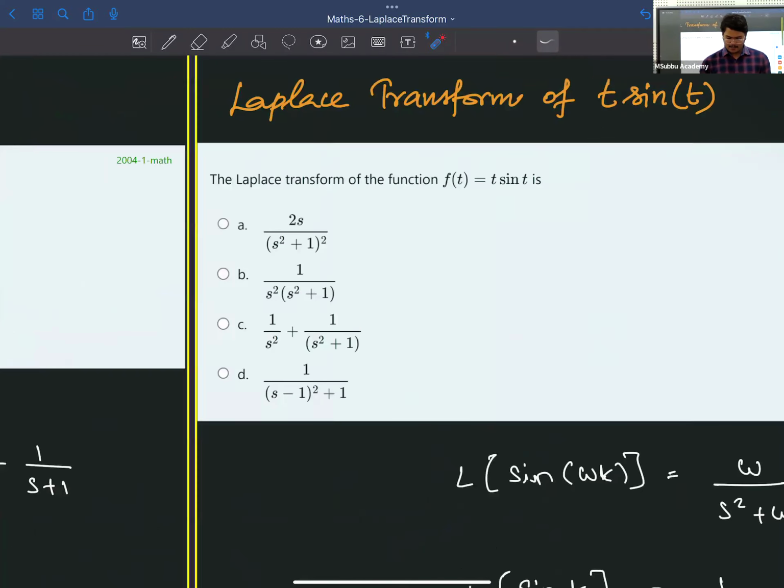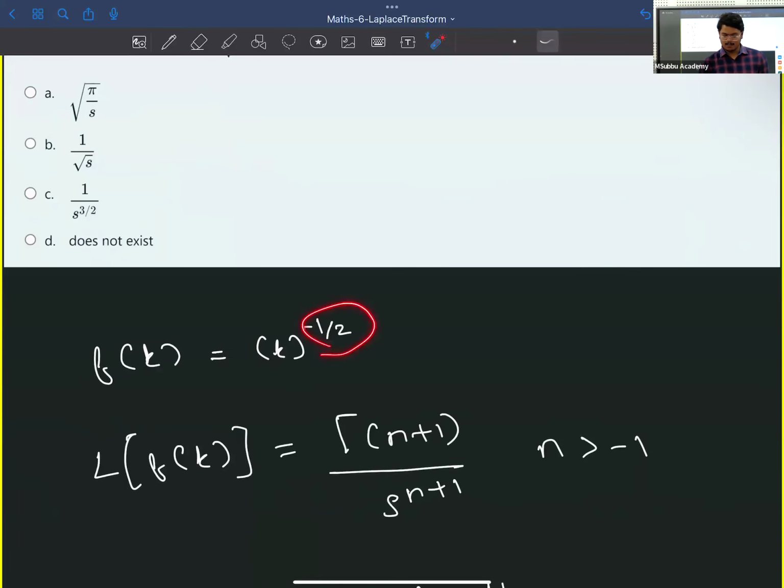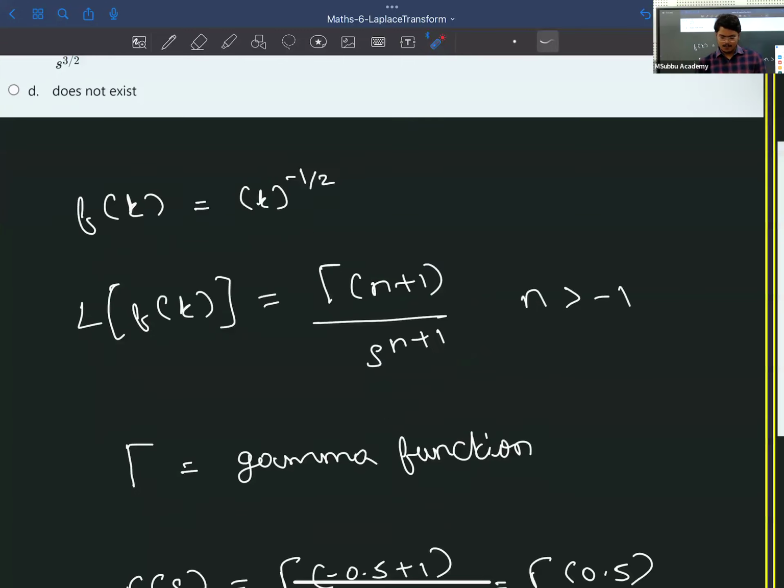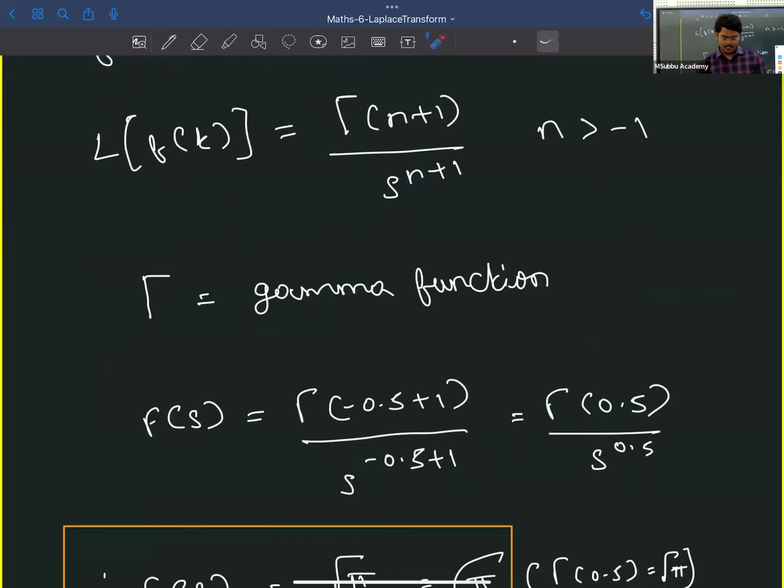But here n is not a natural number. Here it is minus 1 by 2. So when n is greater than minus 1, like minus 1 by 2, when you apply the Laplace transform, the value will be gamma, this symbol is known as gamma. So gamma function of n plus 1 by s power n plus 1. So f of s is equal to, with n equal to minus 0.5, gamma of 0.5 by s power 0.5. So gamma of 0.5 will be root pi.